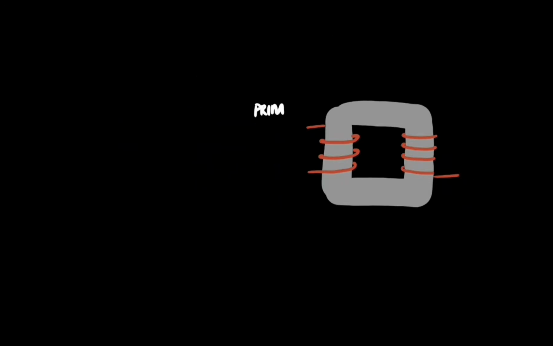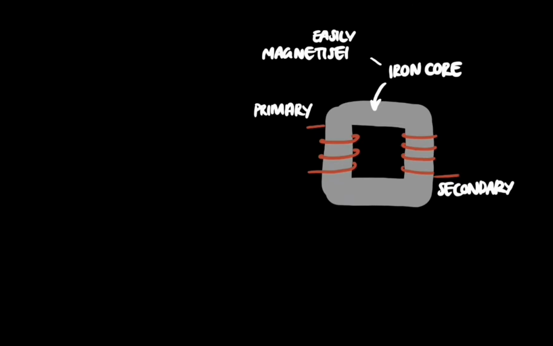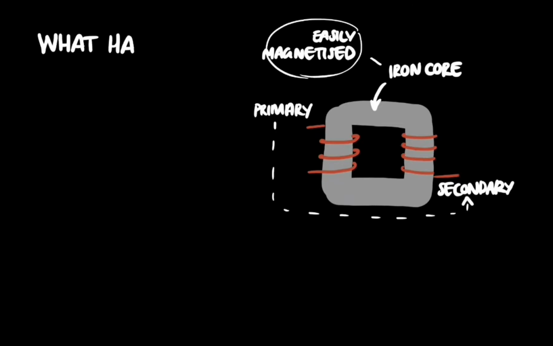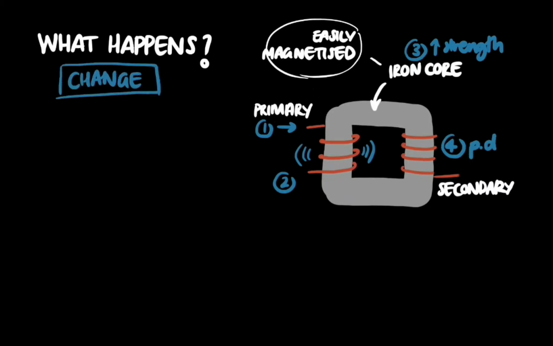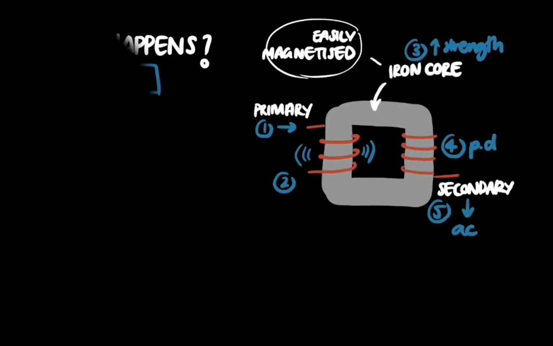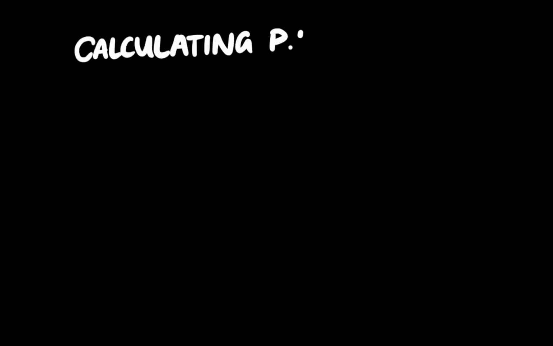What happens when a transformer is working? In step 1, a primary voltage drives an alternating current through the primary coil. In step 2, that current in the primary coil produces a magnetic field, and if you change the current, the magnetic field changes. And in turn, the iron core increases the strength of the magnetic field. In step 4, this changing magnetic field causes a changing potential difference in the secondary coil, and finally that produces an alternating current in the external circuit.